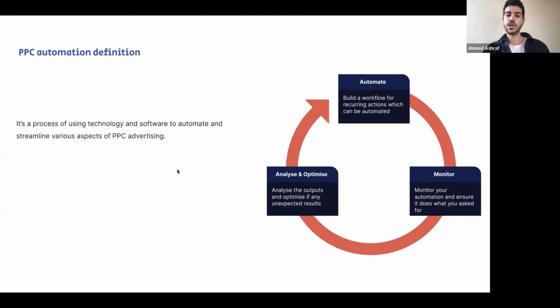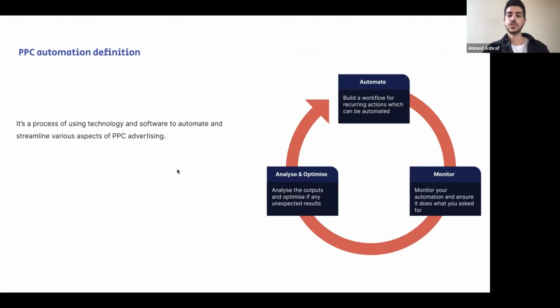So by implementing PPC automation, it goes into 3 stages. First one is automating: listing down what you could actually automate in terms of excluding search terms, building reports, or keyword research, whatever this could be. Try to list down all your possible actions that you would want to automate. Then based on this, build a workflow for this automation. And I will walk you through how to build such a workflow based on actual case studies.